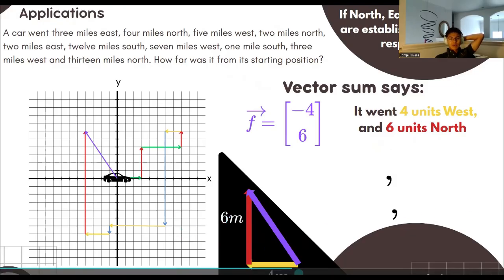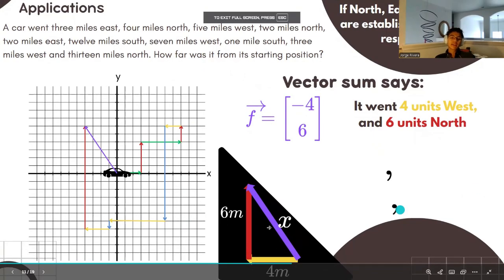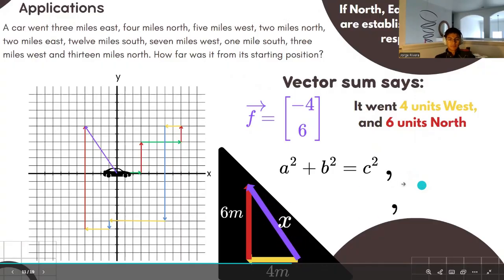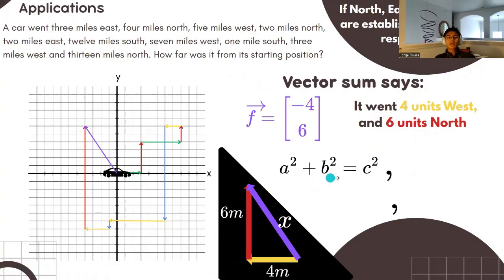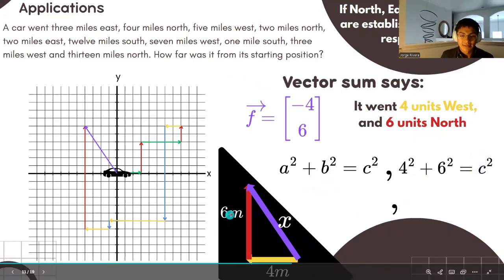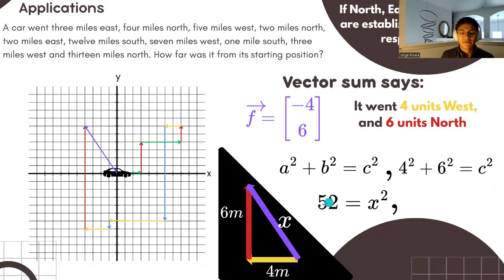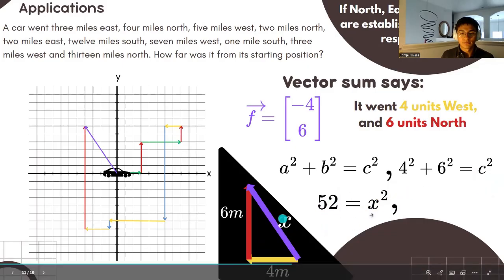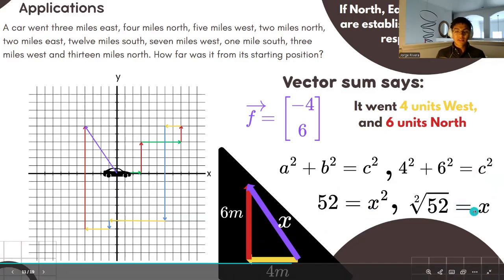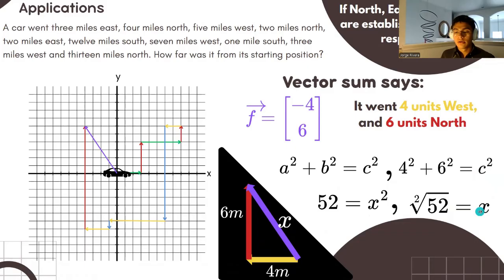So if we have 6m, 4m, where m stands for miles here, and we want to know the distance between this, the purple distance, if we utilize the Pythagorean theorem, we're going to use these 2 units as the legs, because this is the hypotenuse and these 2 are the legs. So we have 4 squared plus 6 squared is equal to c squared. So we have 52 is equal to c squared. And so the hypotenuse is going to be the square root of 52.